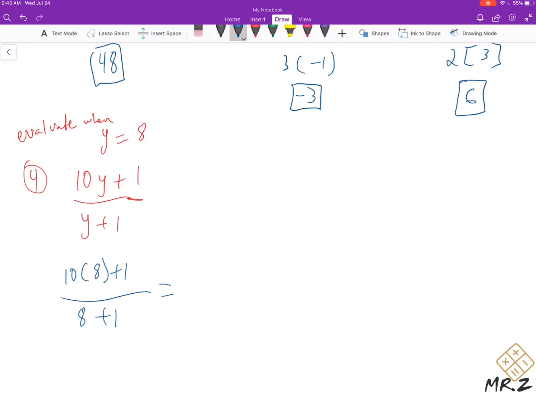Ten times 8 is 80 plus 1, 81. 8 plus 1, 9. Now we just divide, right? I just did the top, right? But remember multiplication first. 10 times 8, 80. Plus 1, 81. And then after that, I went and I solved the bottom, or the denominator of that fraction. 8 plus 1 is 9. And now remember, that fraction sign is also a division sign. So it's 81 divided by 9. And 81 divided by 9 is 9.